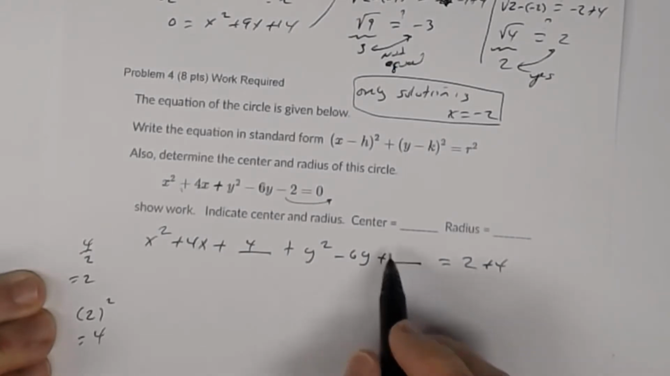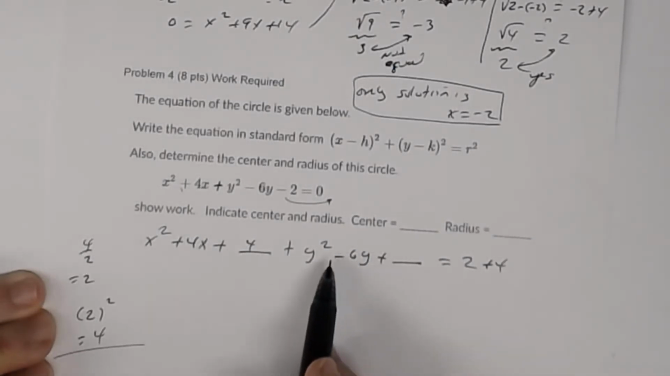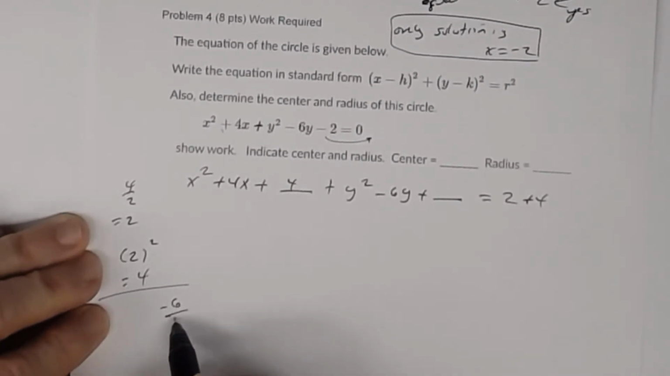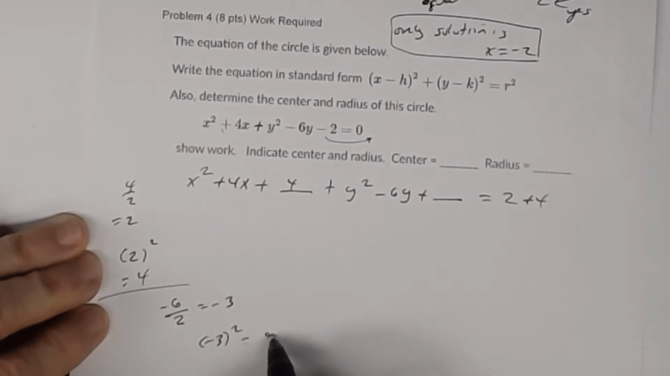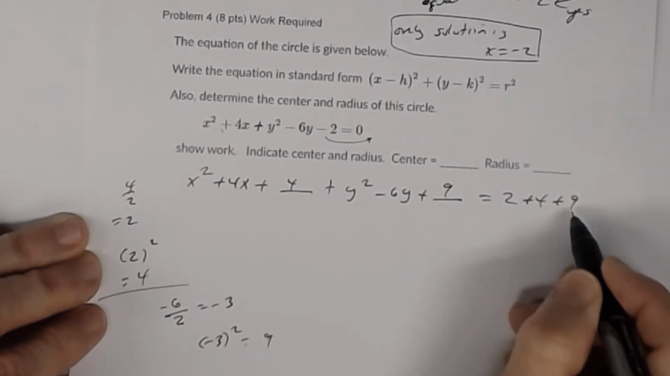And do the same thing with the y's. So let me go ahead and put that here. So the coefficient of y is a negative 6. Take half of that, I get negative 3. But then you got to come back and you got to square that negative 3. Notice I put that in parentheses, which becomes a positive 9. So you're going to add 9 to both sides.